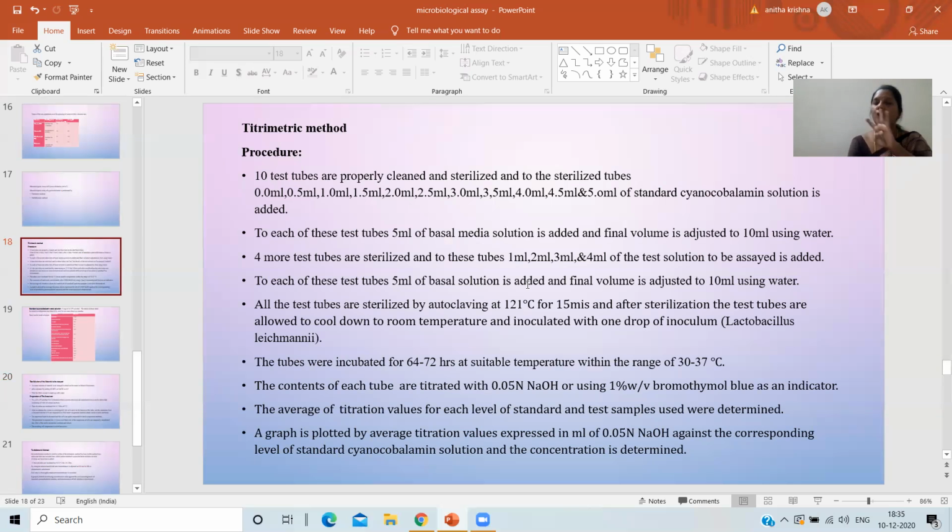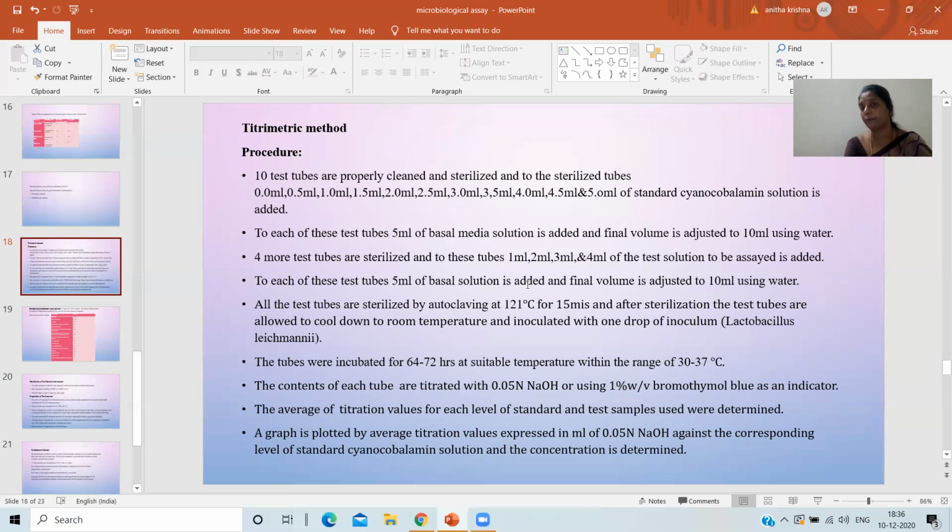Then 4 more sterilized test tubes have to be taken, and you add 1 ml, 2 ml, 3 ml and 4 ml of your test solution to be assayed. Then all the test tubes are sterilized by autoclaving at 121 degrees for 15 to 20 minutes, and then allowed to cool down. Once they come to room temperature, all the test tubes are to be inoculated with 1 drop of inoculum.